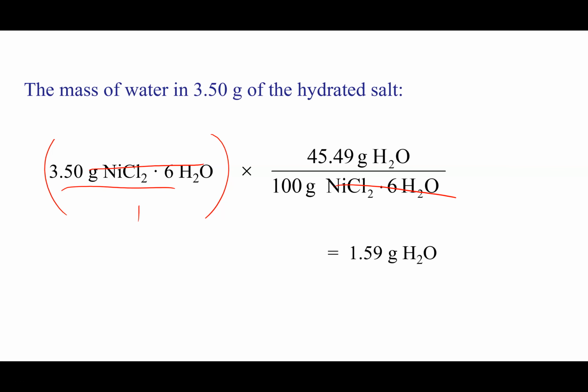Three sig figs. So, based just upon the formula and the original mass of the hydrated salt, you're looking at 1.59 grams of H2O. We're not going to do a follow-up problem; we're going to do another problem here. Just keep in mind, envision what we're doing. We could dry that 3.50 grams of hydrated salt, and this would be the amount of water that would be driven off.